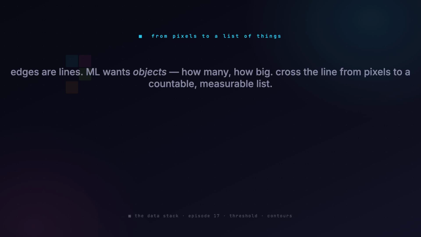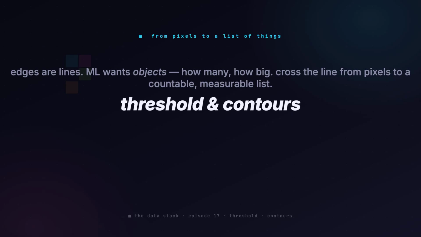Last episode, you found edges, Sobel gradients, and Canny outlines that lit up where pixels change. Edges are lines, but ML wants objects: how many cells, how many parts, how big is each. This time you cross the line from pixels to a countable, measurable list of things with threshold and contours.